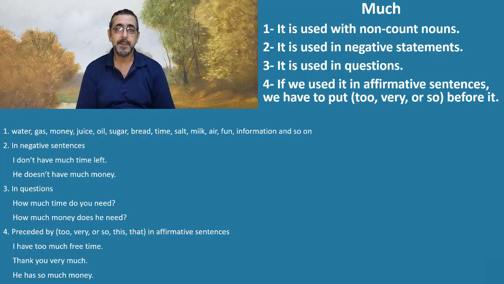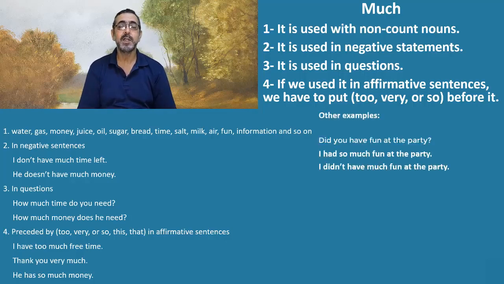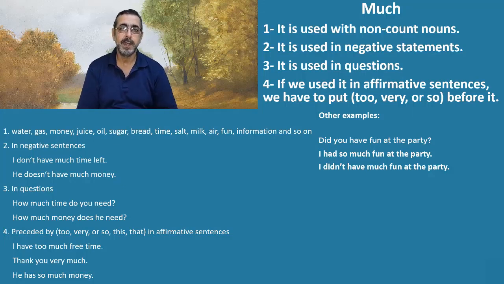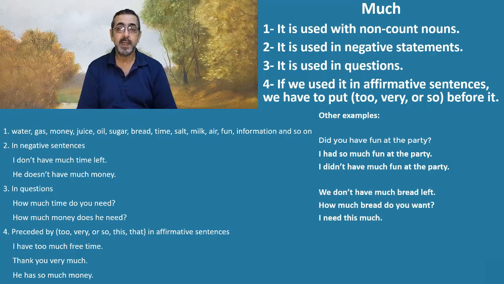We have other examples. Did you have much fun at the party? I had so much fun at the party. Affirmative statement, but preceded with so. I didn't have much fun at the party. That's a negative statement. We don't have much bread left.